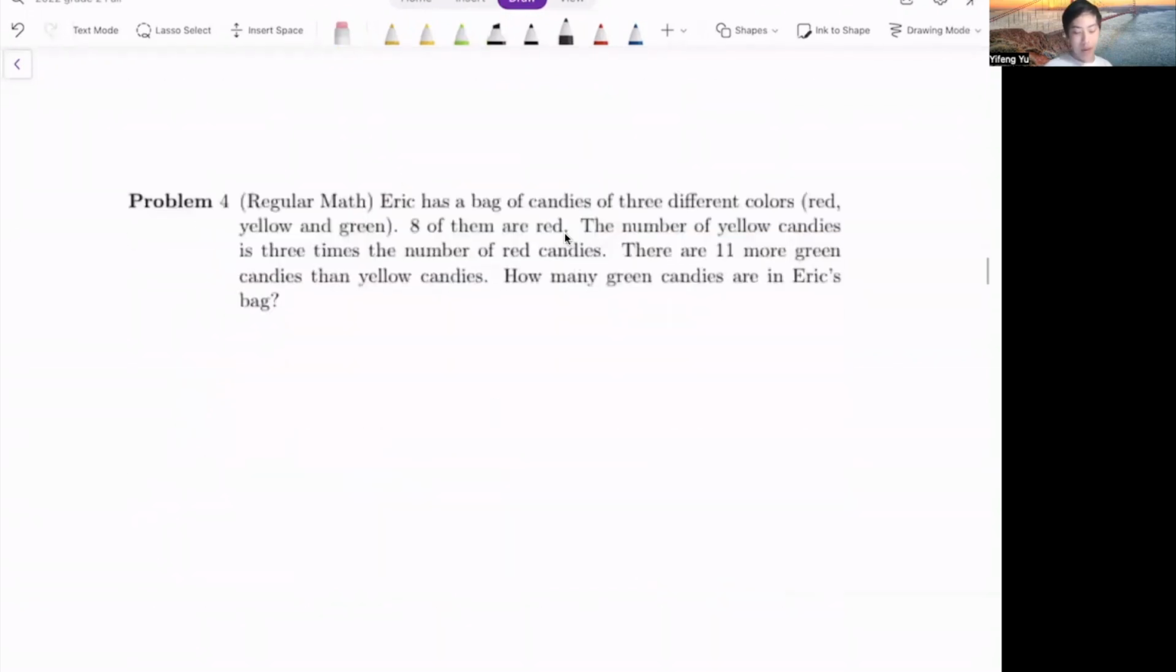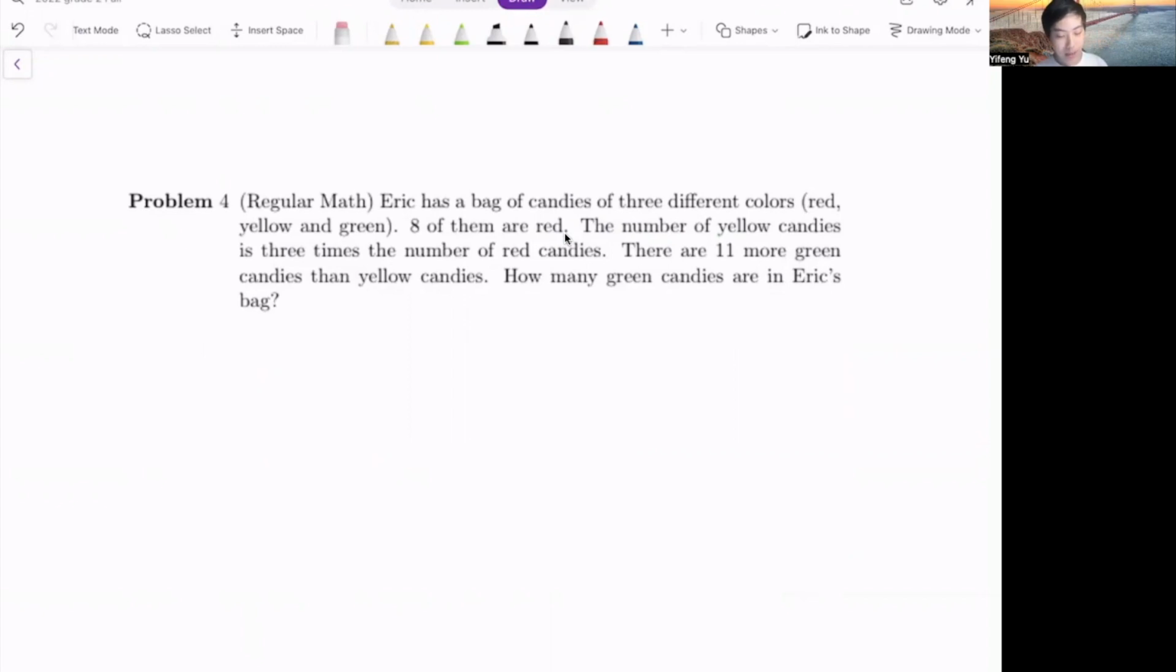Problem 4. Eric has a bag of candies of 3 different colors, red, yellow, and green. Then 8 of them are red. The number of yellow candies is 3 times the number of red candies. There are 11 more green candies than yellow candies. How many green candies are in Eric's bag?